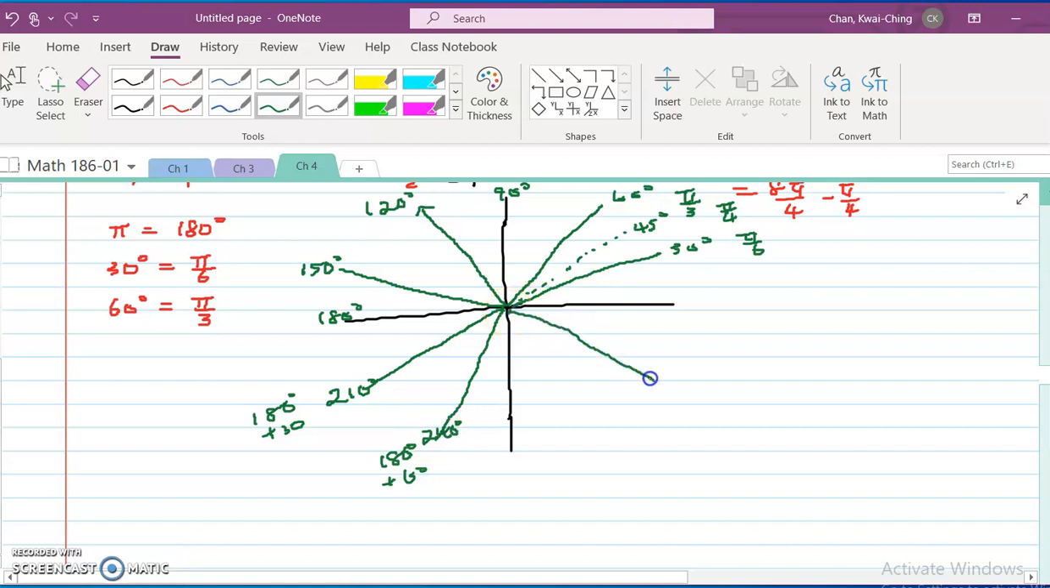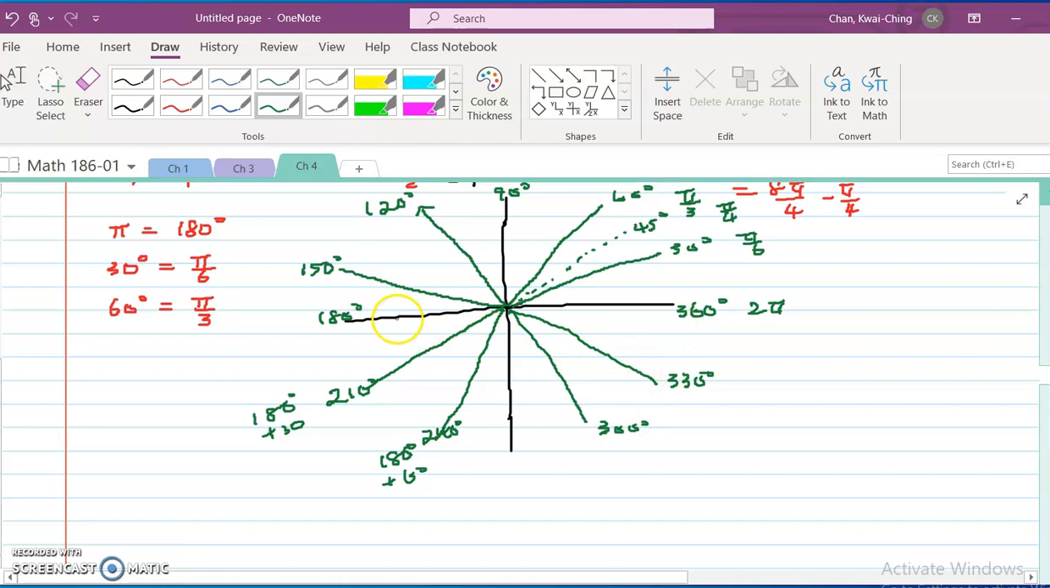And then I have two more special angles in the fourth quadrant. But I will think of 360 here as 2 pi. 360 minus 30, because this is 30 and this is 30, is 330. And 360 minus 60 is 300.